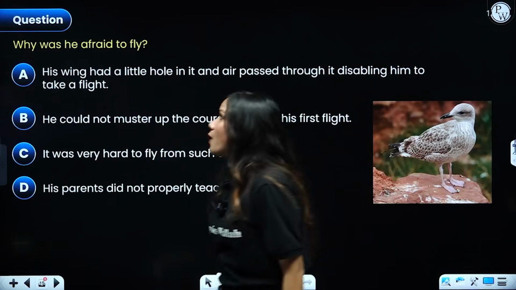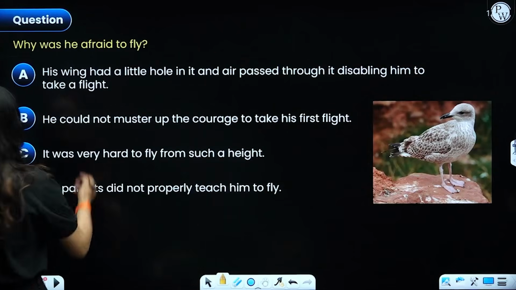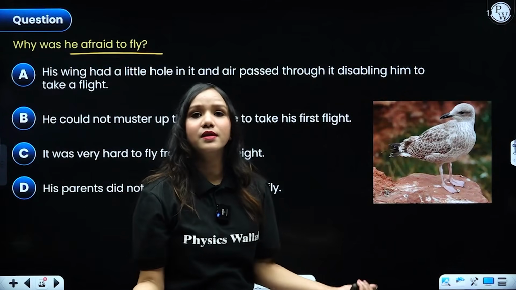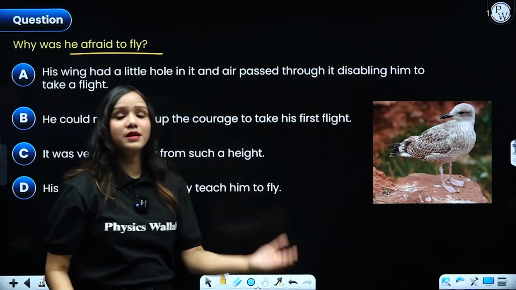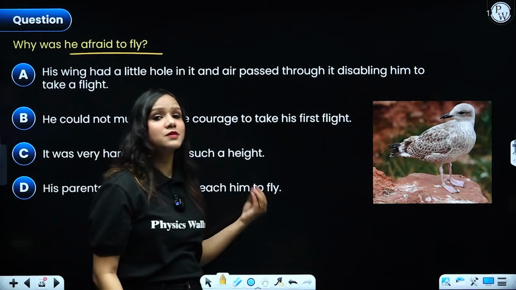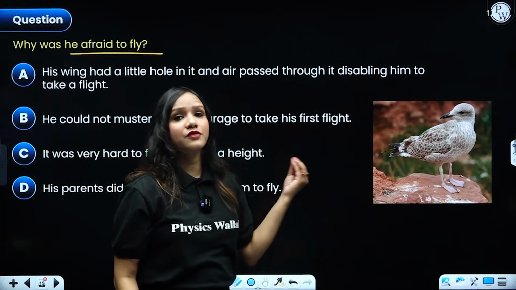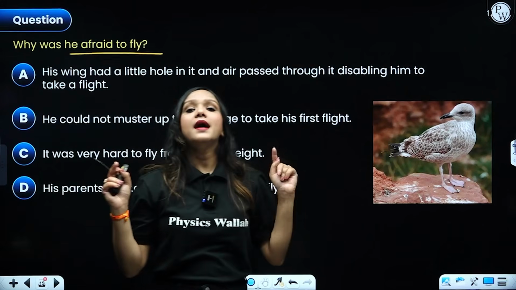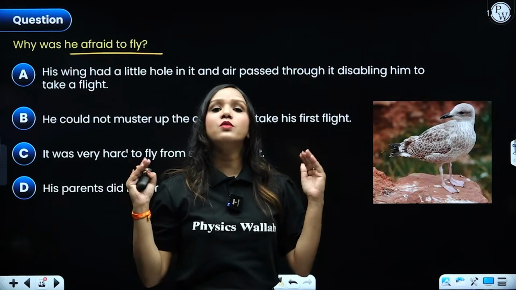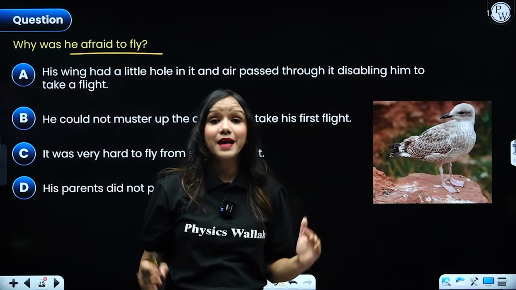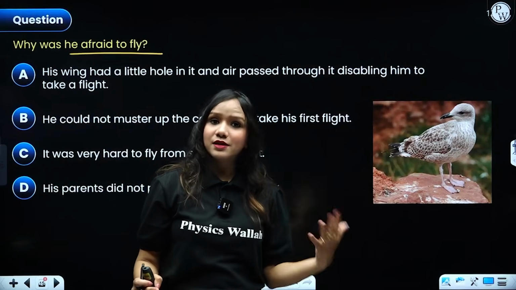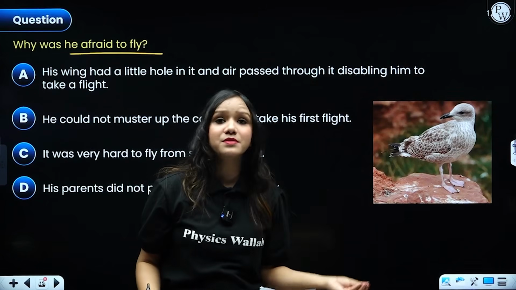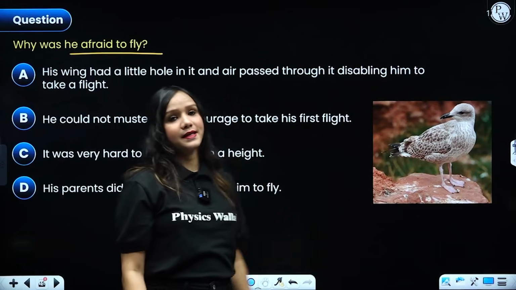So now the next question: why was he afraid? Again the same thing. It's just that there is a little twisting in the words, so that you can remember, like this particular idea can be asked in different ways, right? Because the whole idea revolves around one single reason, that he could not gather courage, and he thought that his wings would not support him, and despite making multiple attempts, he would eventually fall and die, right?